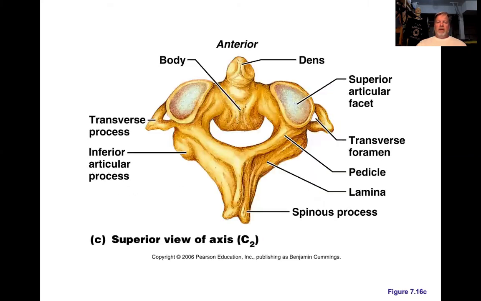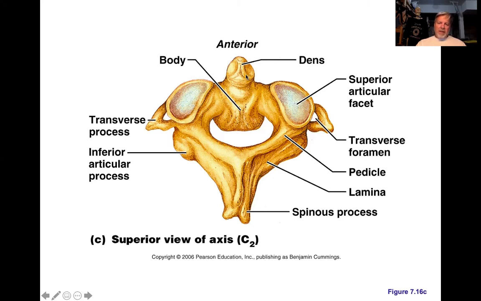As we look at C2, this is the axis. So this is the second one going down. You can see on C2, we do have sort of a body, not a lot of a body, but a little one there. Okay, we have a short spinous process. We still have those transverse foramen with the transverse process with the transverse foramen in them, and then the articulating surfaces. That's where C1 is going to rub on here.